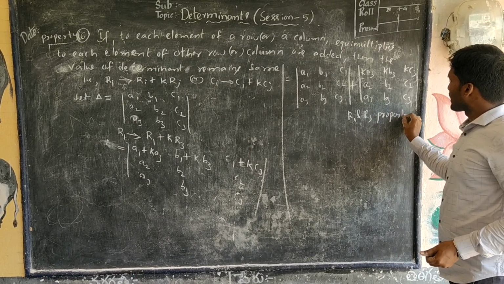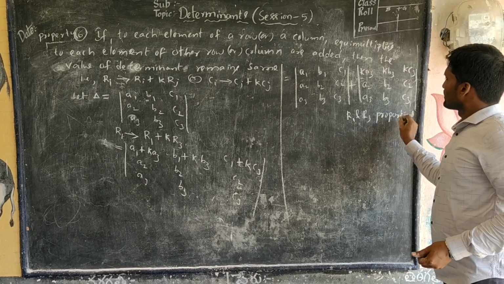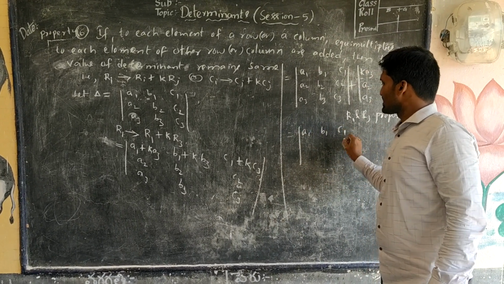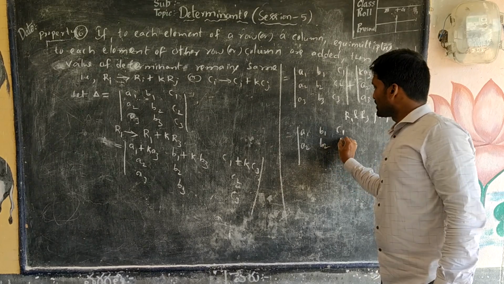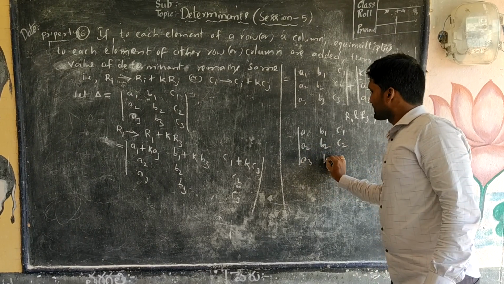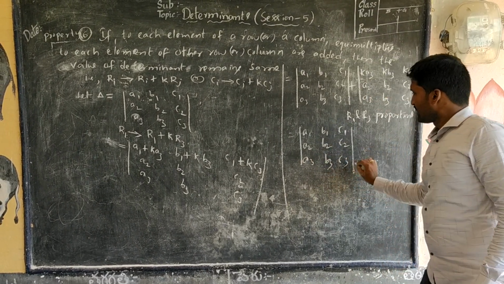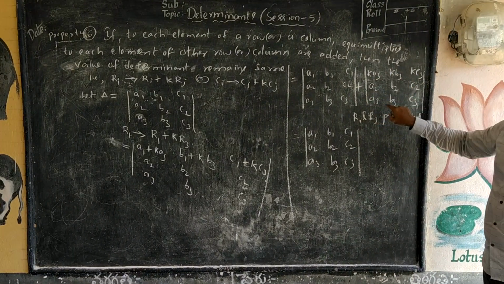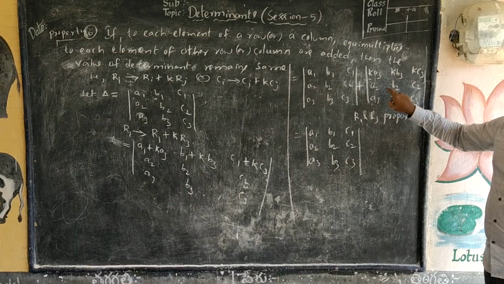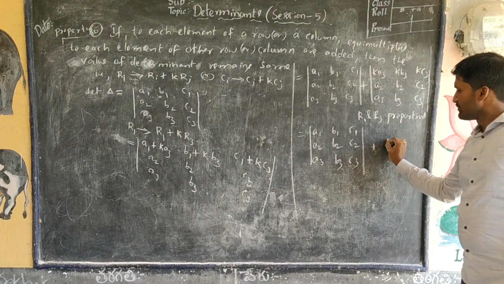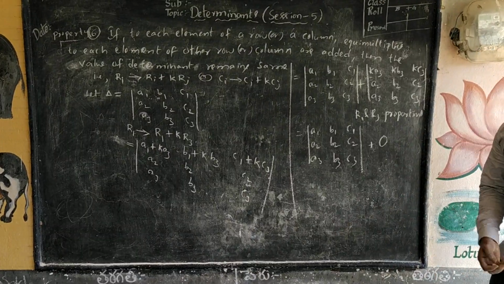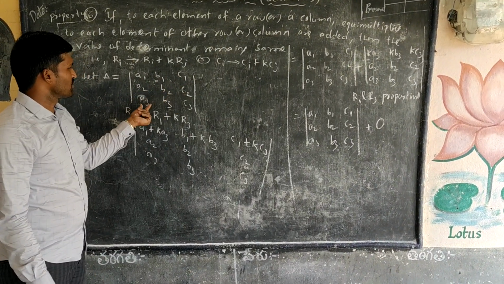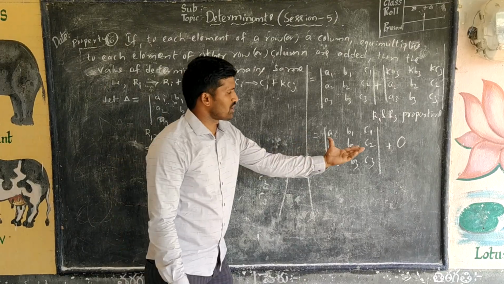When two rows are proportional, then the value of the determinant is 0. A1, B1, C1, A2, B2, C2, A3, B3, C3. Now, why is this determinant value 0? Here row 1 and row 3 are proportional because both rows have a common ratio K. That's why this total value becomes 0. Actually, we consider delta, what is it here? A1, B1, C1, A2, B2, C2, A3, B3, C3. Finally, we got the same value.